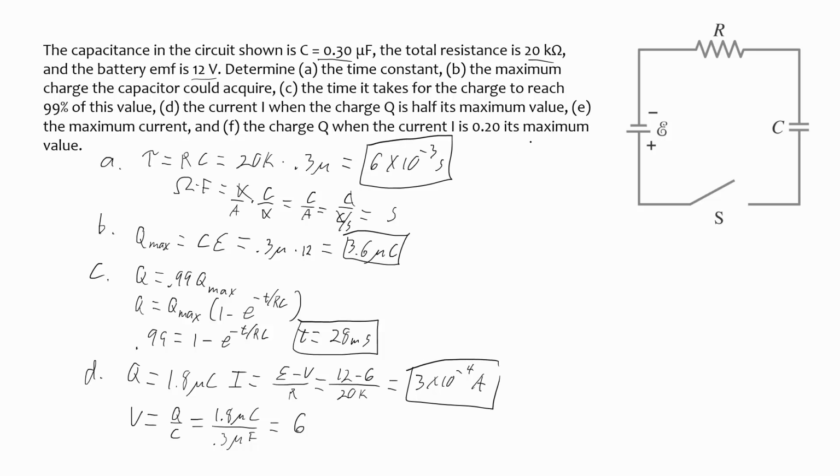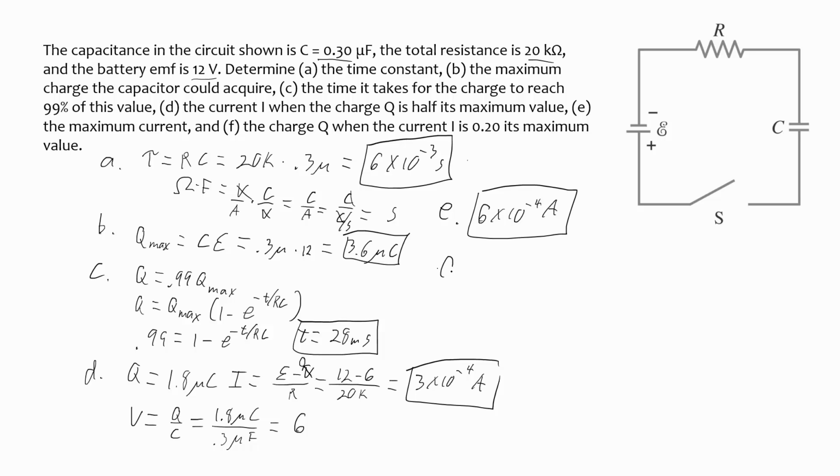Okay, moving right along on this multi-part problem, let's squeeze E in maybe right about here. E wants to know the maximum current. Well, the maximum current is going to be just when V here is equal to 0. So that's going to be 12 over 20,000, which works out to be twice what this is. So 6 times 10 to the negative 4th amps.